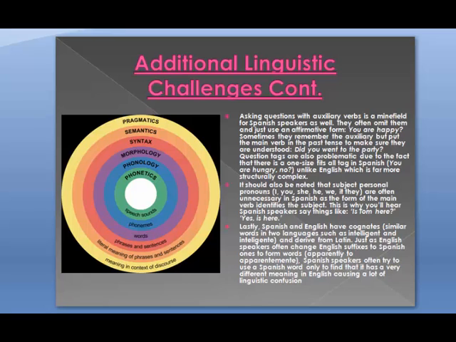Lastly, Spanish and English have cognates, which are similar words in two languages, such as "intelligent" and "inteligente", and derive from Latin. Just as English speakers often change English suffixes to Spanish ones to form words, "apparently", "aparentemente", Spanish speakers often try to use a Spanish word only to find that it has a very different meaning in English, causing a lot of linguistic confusion.